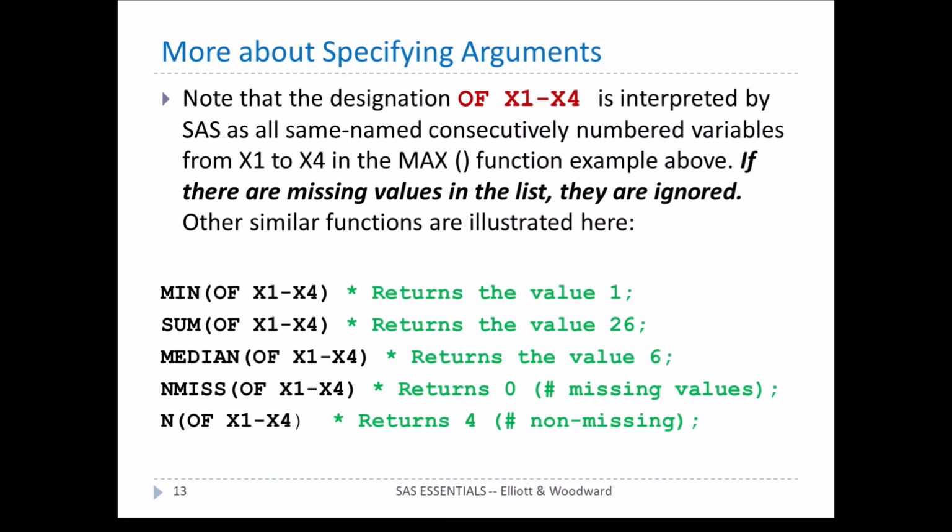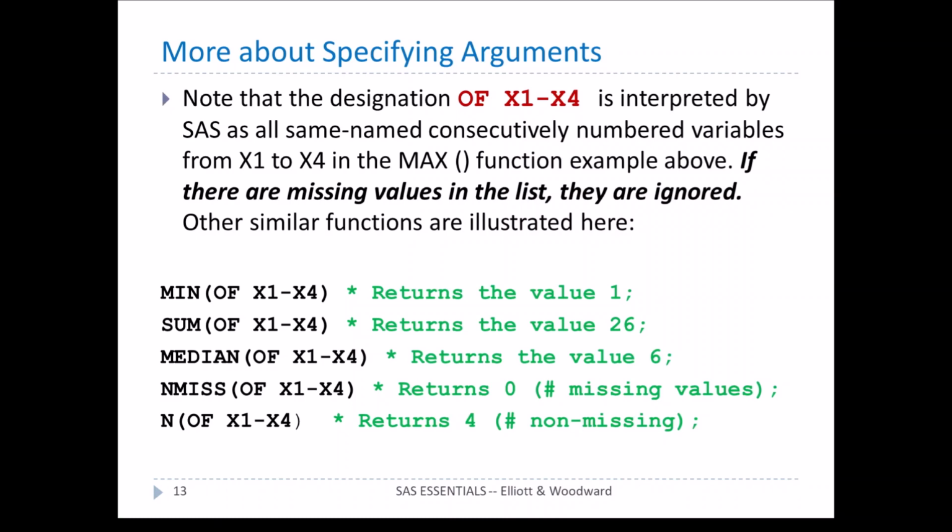In one of the examples on the previous slide, we saw we had "of x1-x4." And why didn't we just put x1-x4? There's a different meaning depending on whether you use the "of" or not. The important thing to know is that if you do use "of" before a list like this, it means that if there are missing values in the list, they're ignored. We'll see more about that in the next slide.